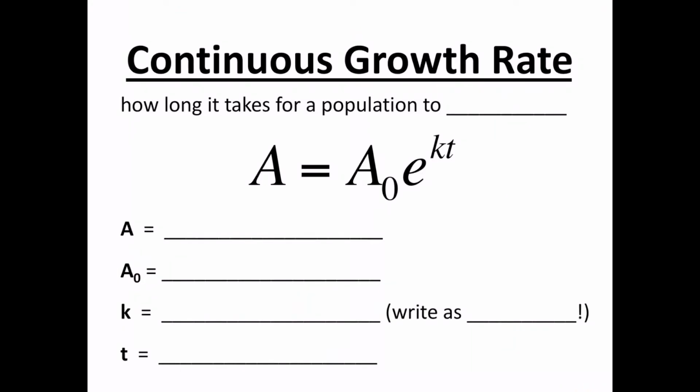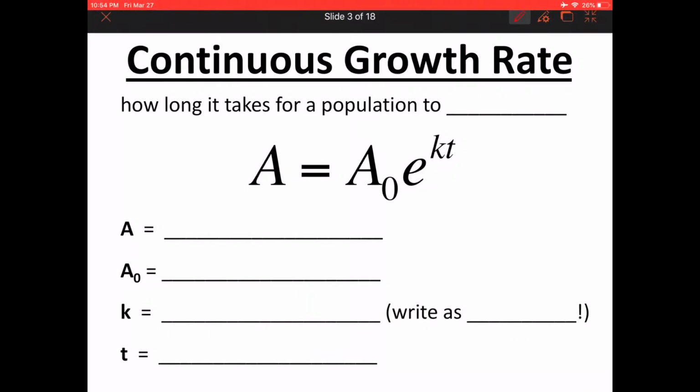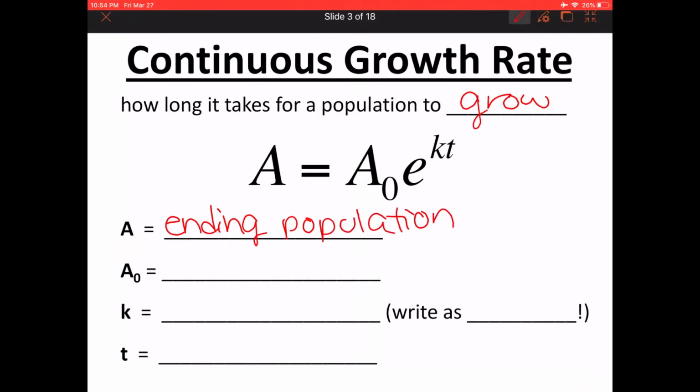The next equation that we're going to look at is the continuous growth rate. And this is just telling us how long it takes for a population to grow. A equals the ending population. A sub 0 always represents the starting population.